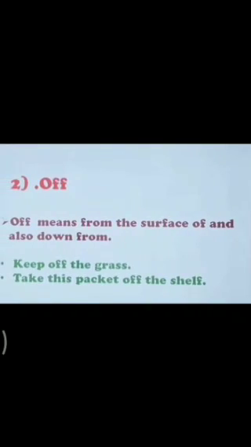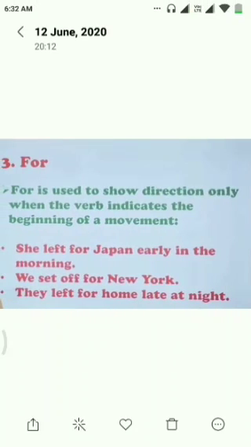The second example is off. Off means from the surface of and also down from. The first example is keep off the grass. Then take this packet off the shelf. So it shows from which surface we have to take the packet, from the shelf.